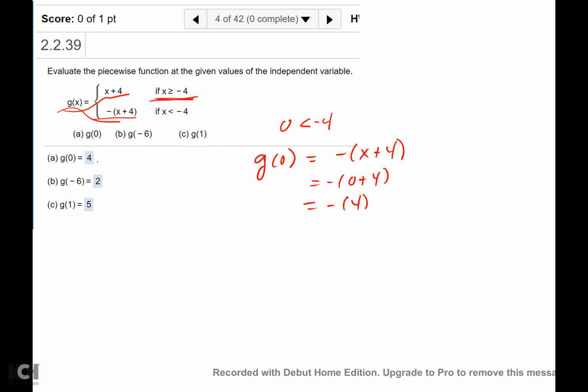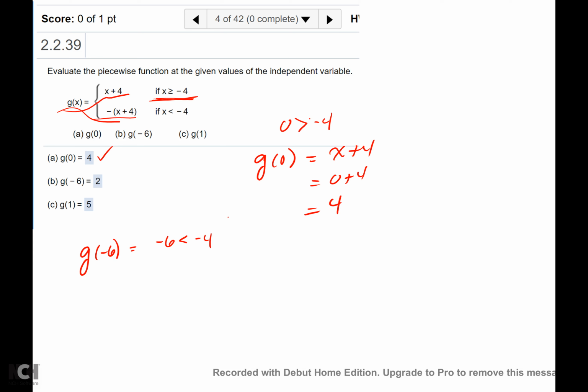Why did they get positive 4? Oh, I'm wrong. 0 is greater than negative 4. My bad. So I got to use the top one, which is just x plus 4. So if I plug in 0, I get 4. Okay, g of negative 6. Negative 6 is less than negative 4. Yes, I got that right this time. So I'm going to use the bottom function, which says negative x plus 4. So I plug in my negative 6, and I get negative 6 plus 4, which is a negative negative 2, which is a positive 2.